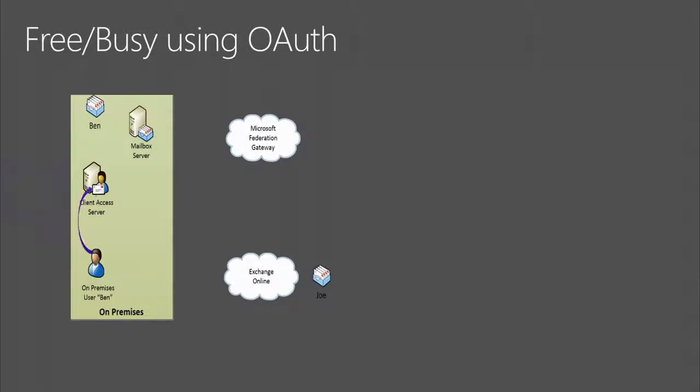So how does it work with OAuth? Okay, same thing. Ben's requesting Joe's FreeBusy information. Once Ben requests Joe's FreeBusy information, the CAS server now does a slightly different lookup. It first looks for a thing called an intra-organization connector. It says, what's the domain names listed on the intra-organization connector? It sees the target address for Joe's mailbox is on one of the domain names. So contoso.mail.allmicrosoft.com. Mail.contoso.allmicrosoft.com is one of the domain names.